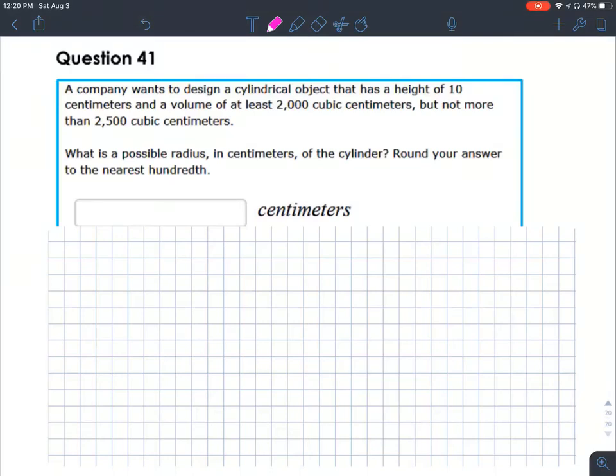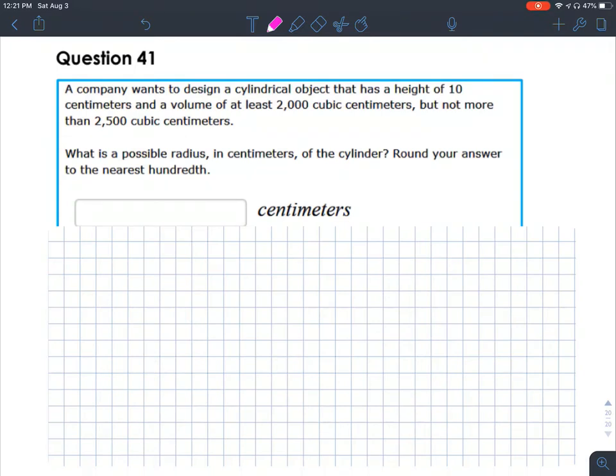Question 41 from the Geometry Ohio 2019 release questions. A company wants to design a cylindrical object, we'll just say it's a cylinder, that has a height of 10 centimeters and a volume of at least 200, but not more than 2,500 cubic centimeters. What is the possible radius of the cylinder? Round your answer to the nearest hundredth.